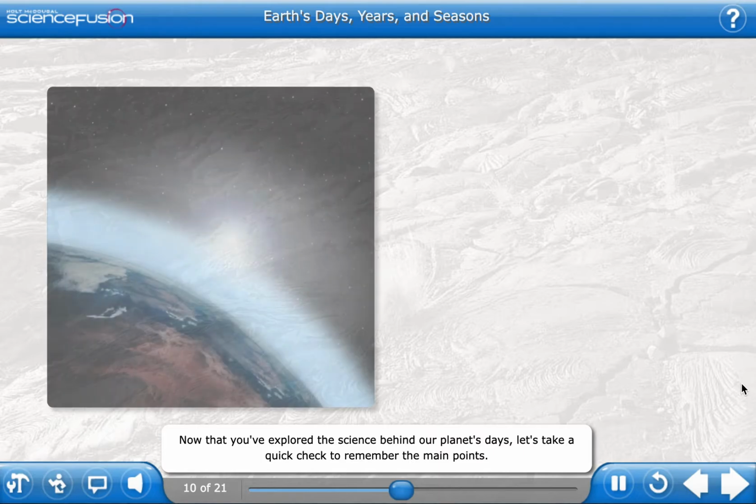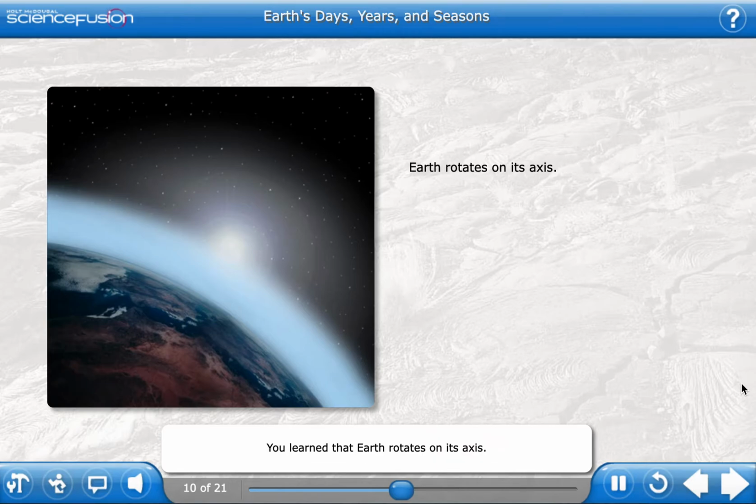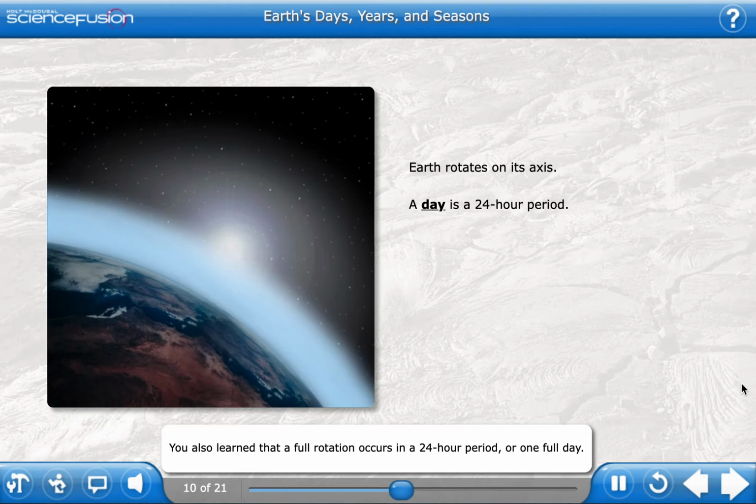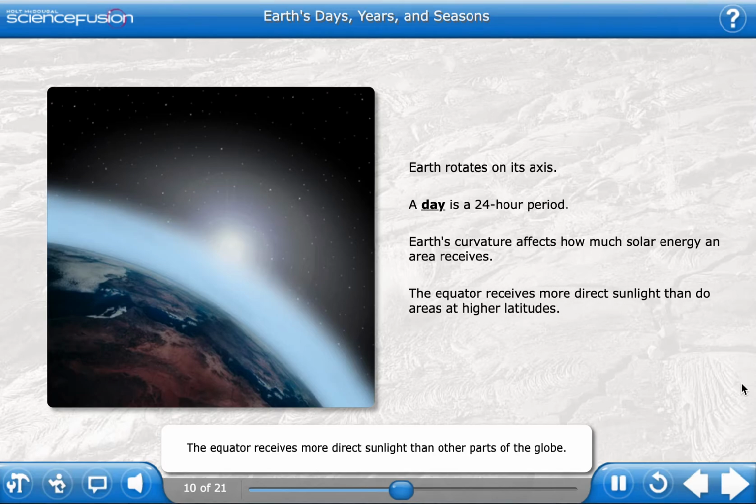Now that you've explored the science behind our planet's days, let's take a quick check to remember the main points. You learned that Earth rotates on its axis. You also learned that a full rotation occurs in a 24-hour period, or 1 full day. The curvature of Earth affects how much solar energy an area receives. The equator receives more direct sunlight than other parts of the globe. At higher latitudes, sunlight is less concentrated, so it is less intense.